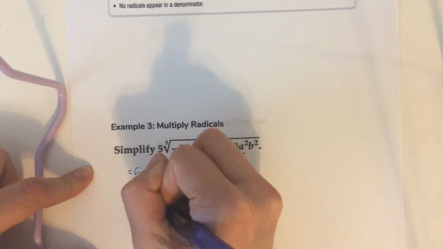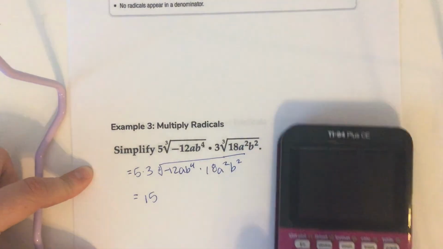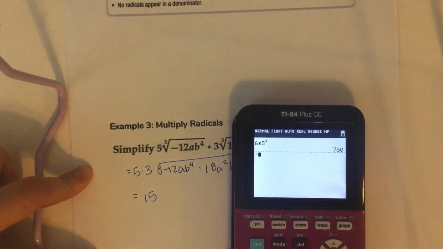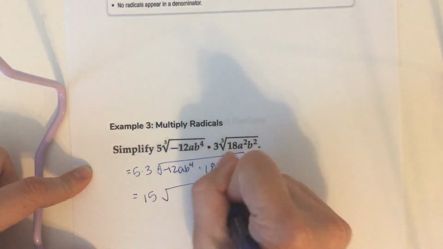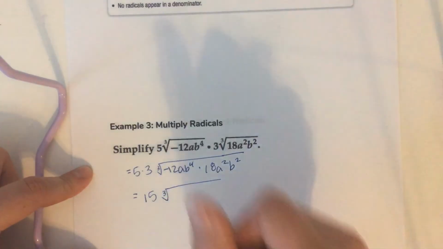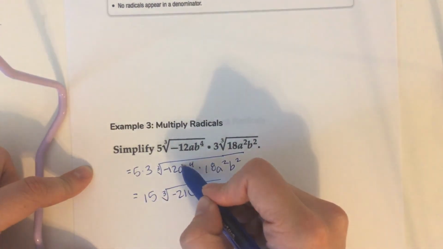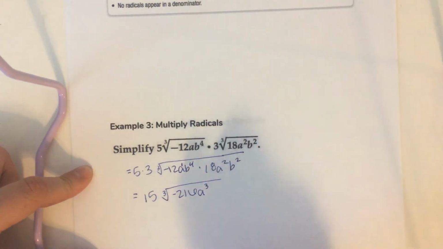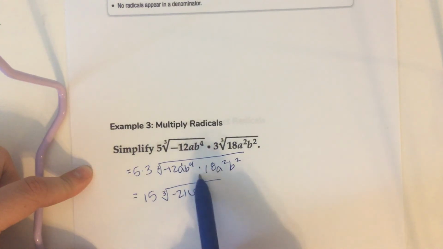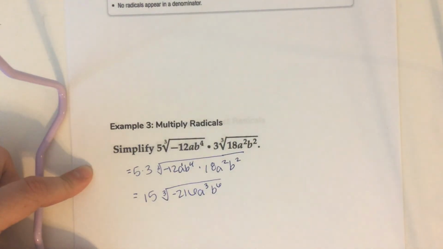5 times 3 is 15. Negative 12 times 18, I can bust out my calculator here. Negative 12 times 18 is negative 216. This is still all underneath that cubed root. We have negative 216, a to the 1st power times a squared. We add those exponents to get a cubed. B to the 4th times b squared, we add our exponents to get b to the 6th.